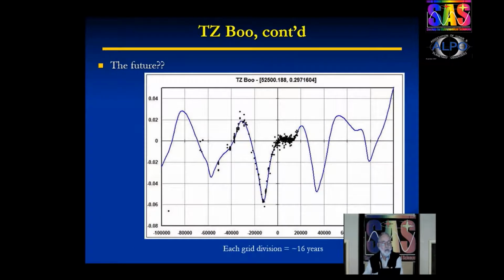So this is based on what solutions I have, the predicted future behavior. So it's going to do some really wild things here. I predict that it's going to go way down here, and this sort of thing. Each big division is 16 years. So I won't be around for this one, or that one, or in here probably. So it's up to you younger guys to keep doing this. Some interesting things are predicted to happen to this star.